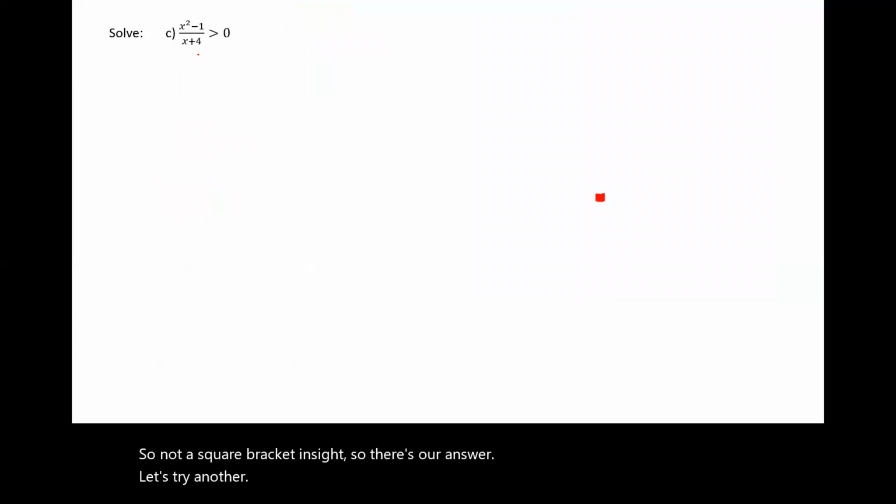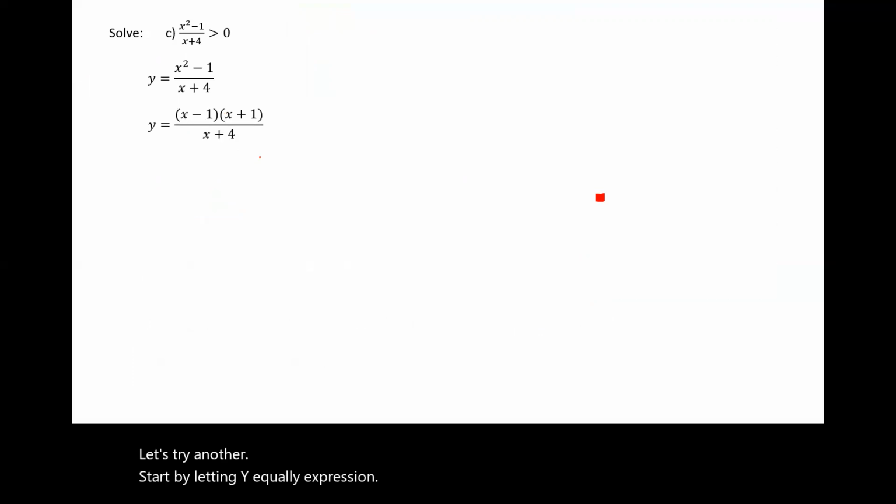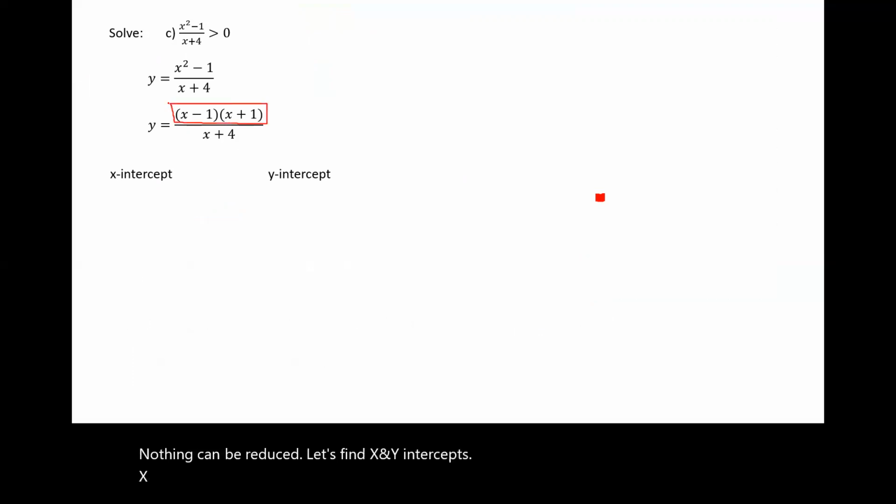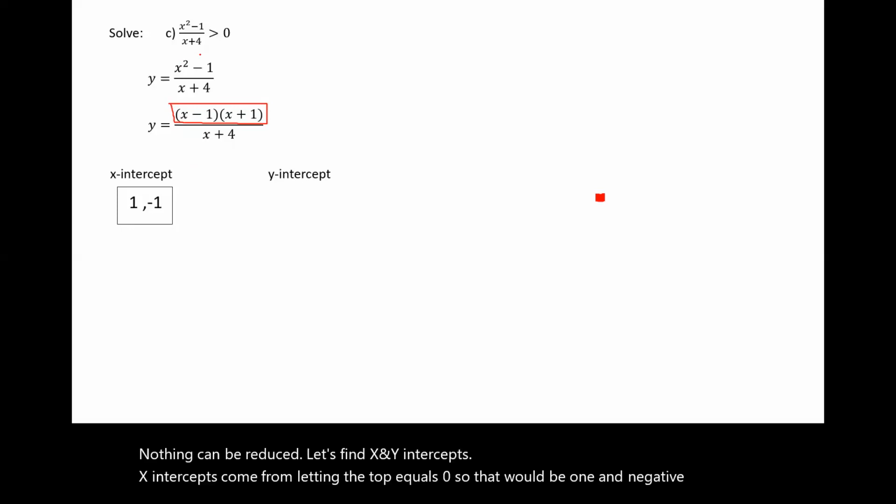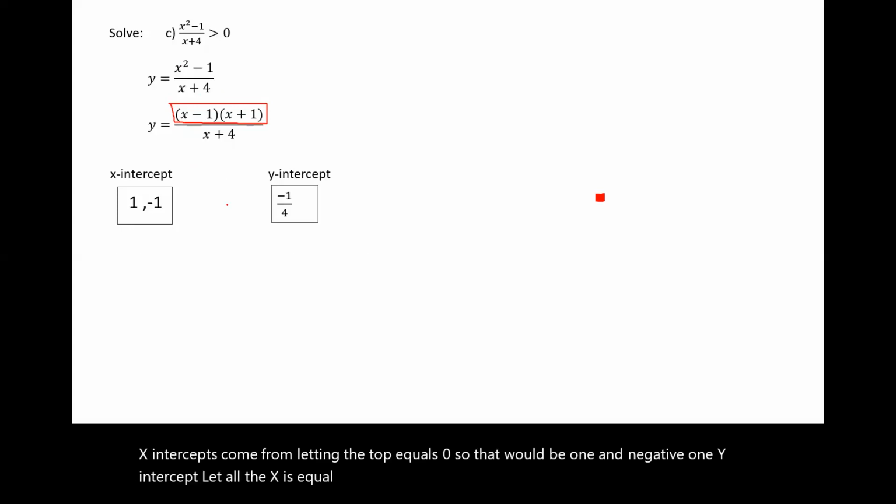Start by letting y equal the expression. Factor. Nothing can be reduced. Let's find x and y intercepts. X-intercepts come from letting the top equal 0. So that would be 1 and -1. Y-intercept, let all the x's equal 0, getting -1/4.